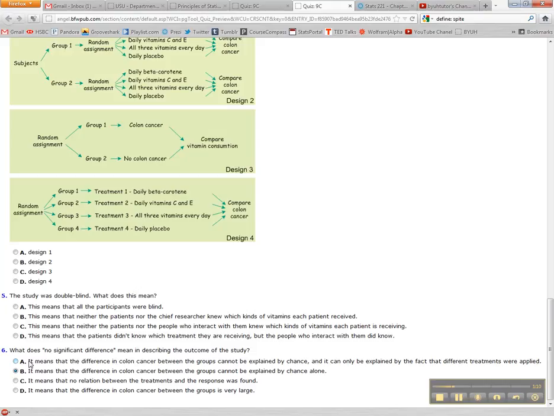And so A is making a conclusion. It says it means that the difference in colon cancer between the groups cannot be explained by chance. And it can only be explained by the fact that different treatments were applied. So that's not true because you're making a conclusion off of something that's not statistically significant. And so right here, B is the best statement because it says it means that the difference in colon cancer between the groups cannot be explained by chance. So that's it. That's all you can really say.